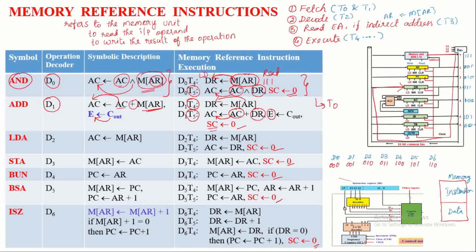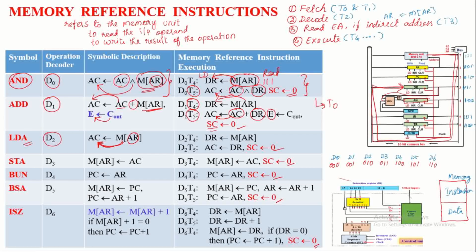Coming to the load memory word to accumulator, this operation is performed when the D2 output of the decoder is active. To load the memory word to the accumulator, the memory word needs to be read from the memory unit from the address pointed by the address register, and transferred to the accumulator. Let us check, is there any direct path from the memory unit to the accumulator? No, there is no direct path.